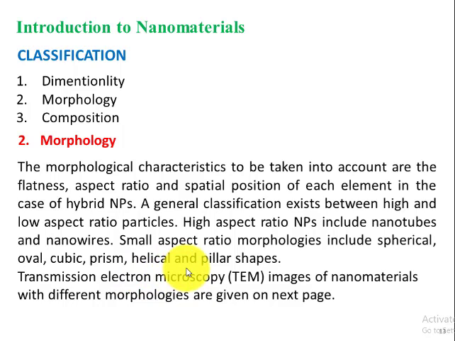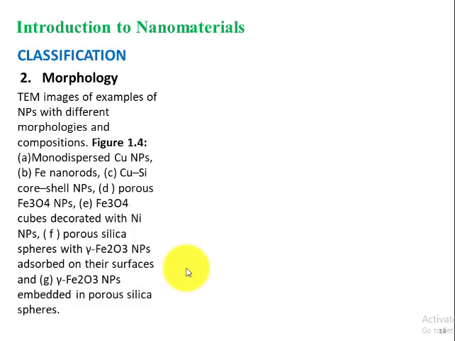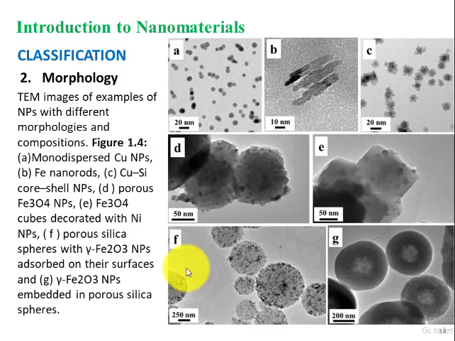Transmission electron microscopy can be used to see the exact morphology of the nanoparticles. As an example, the TEM images of some nanomaterials with different morphologies are given on the next page. These are different morphologies of the nanoparticles which have been studied by using transmission electron microscopy. In this figure 1.4, figure A shows monodispersed copper nanoparticles.